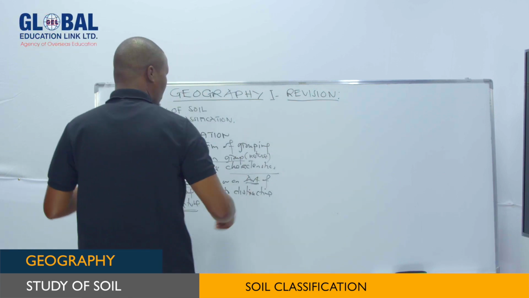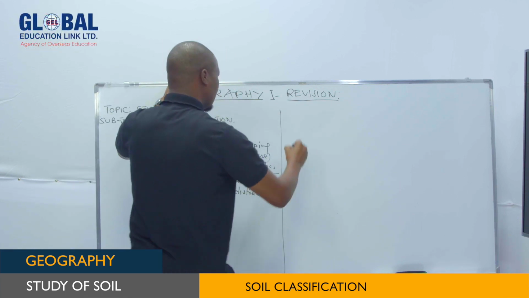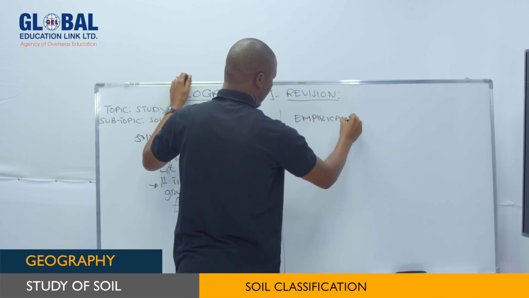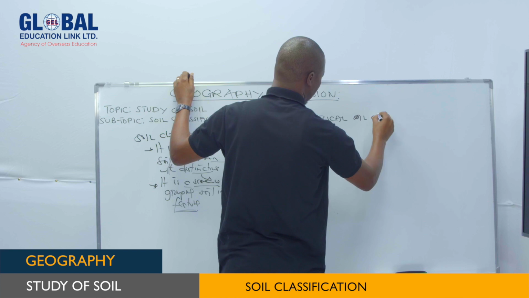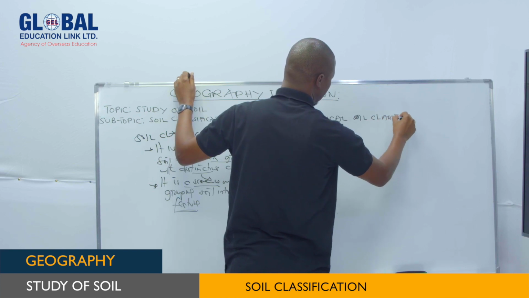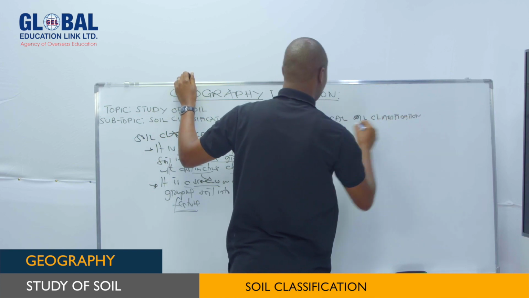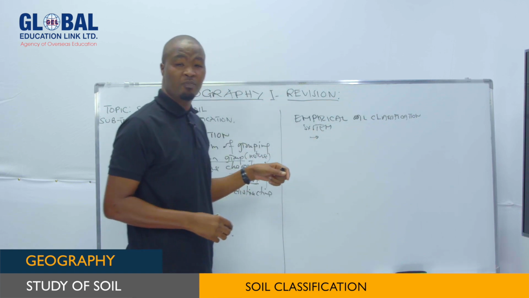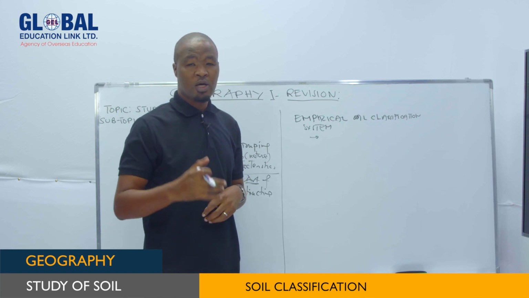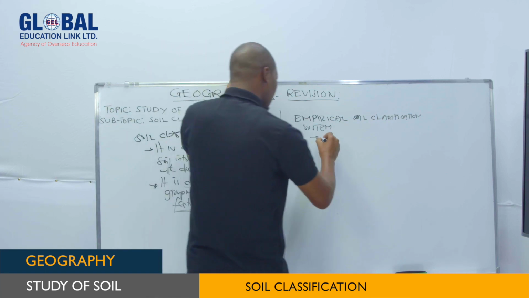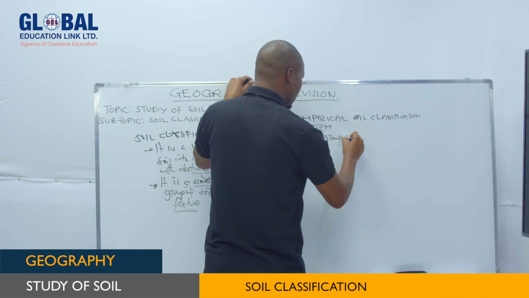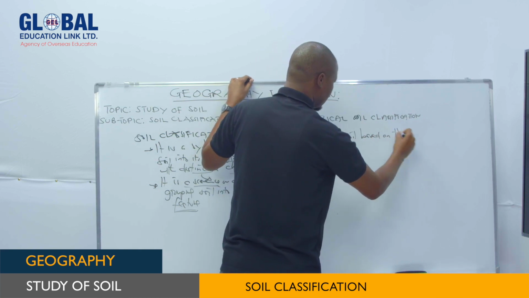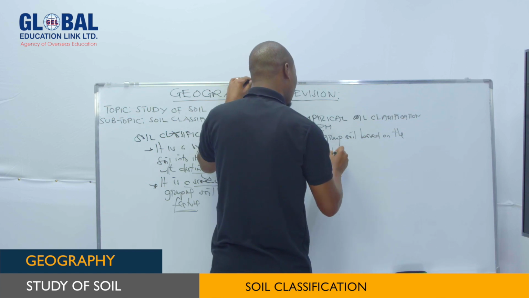We call it the empirical soil classification system. In the empirical soil classification system, they were grouping soil based on soil properties. They group soil based on the soil properties.